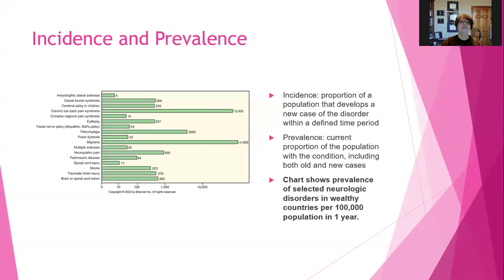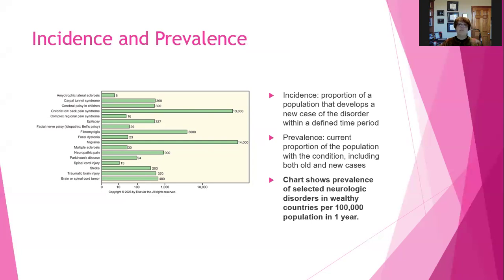The incidence is the proportion of the population that develops a new case of the disorder within a defined time period. So how many people developed that disorder this year? Prevalence is the current proportion of the population with the condition, including both old and new cases. So the number of people that currently have that disease at this time.